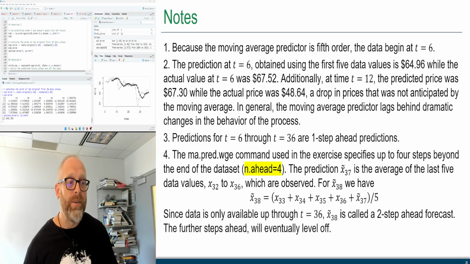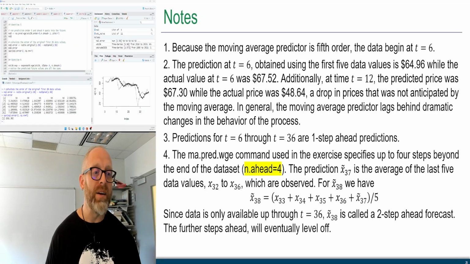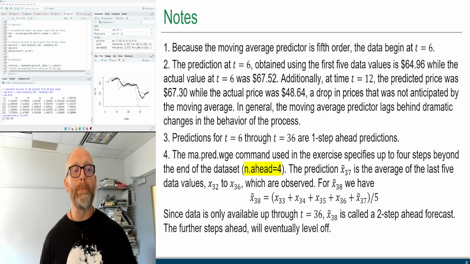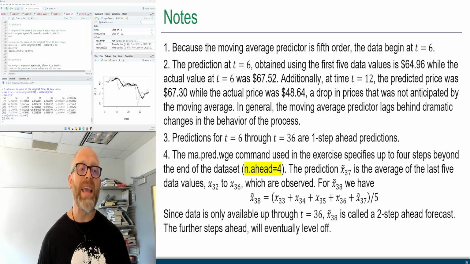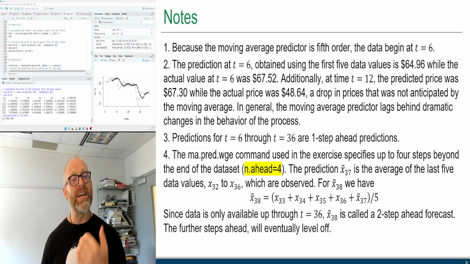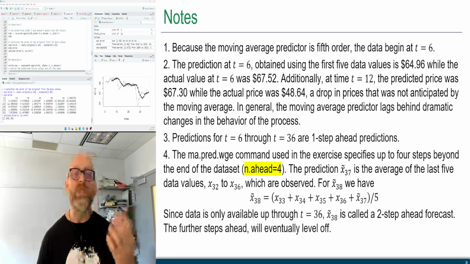At time 12, the predicted price was $67.30, but the actual price was $48.64. Remember that massive drop, it didn't catch right away. So that's a drop in prices that was not anticipated by the moving average. In general, the moving average predictor lags behind dramatic changes in the behavior of the process, and by the process, we mean the time series. So if there's a massive drop or a massive increase, it's not going to catch that right away, because again, we're averaging.